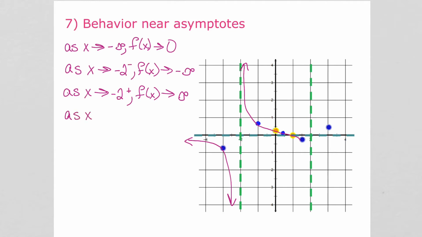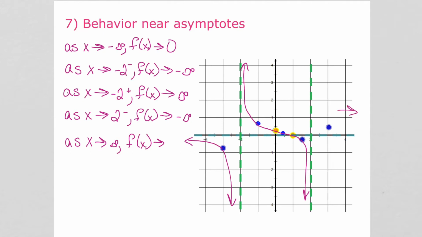And then as x approaches 2 from the left, guess what we're doing? We're going down. Negative infinity. And last, as x approaches infinity, so as we move to the right, what's it going to do from this point? It's going to get closer to zero. And okay, so it's going to have to come up there. And so that's what our graph looks like, as close as we can graph it by hand anyway.